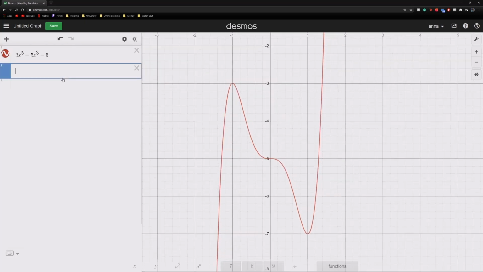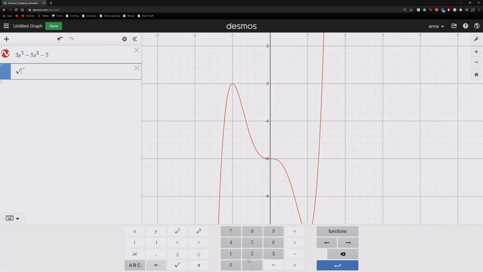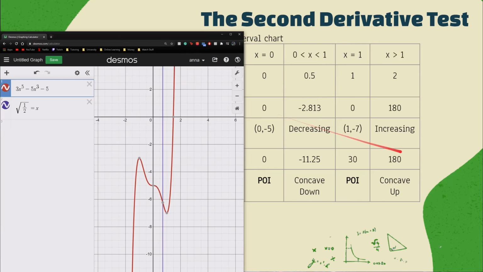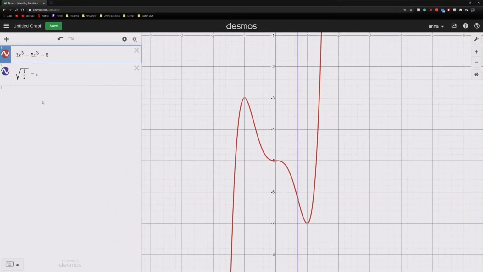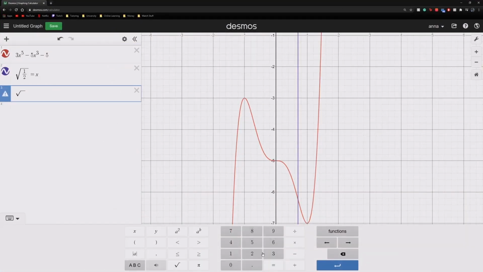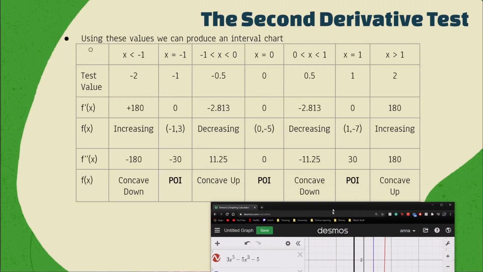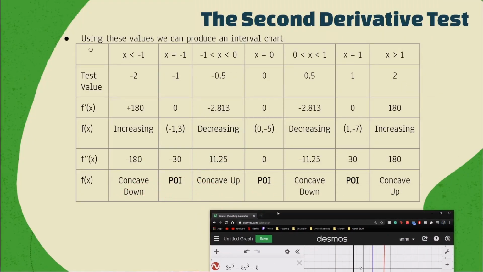Our other points of inflection, as I said, would be square root of 1 over 2, right? So that is equal to x. That's one of them. So we are going from concave down to concave up, which satisfies what we've written here. And then our last one would be at negative square root of 1 over 2 is equal to x. And as you can see, we're going concave down to concave up, which again satisfies our definition here.